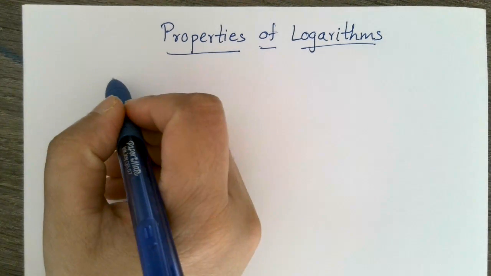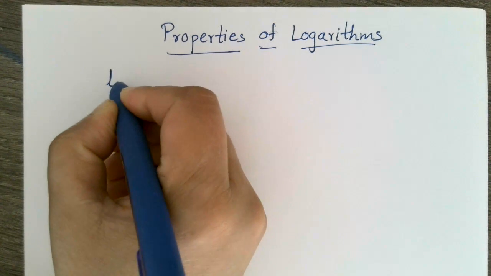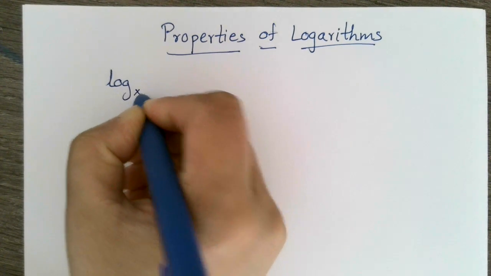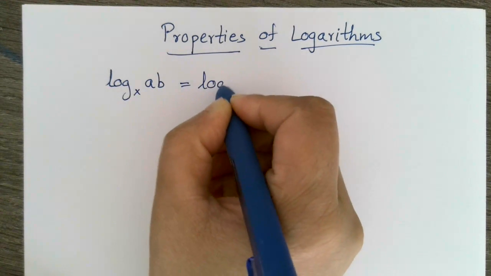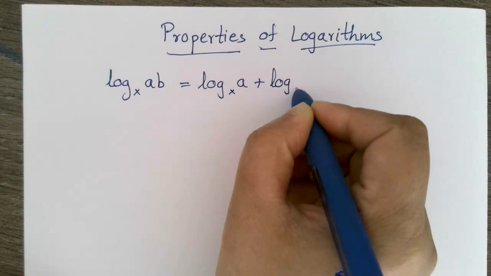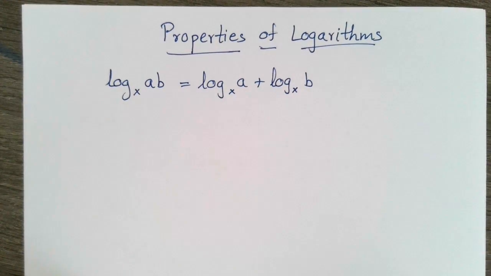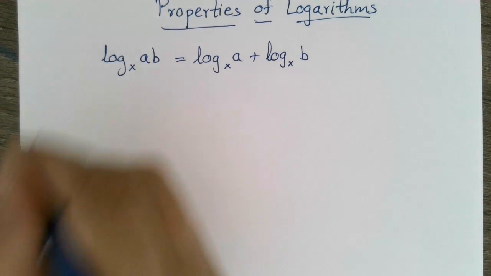Hey, let's learn the properties of logarithms today. The first one that we have is the product rule, which is log base x of ab equals log base x of a plus log base x of b. Let's see that this property works using an example.